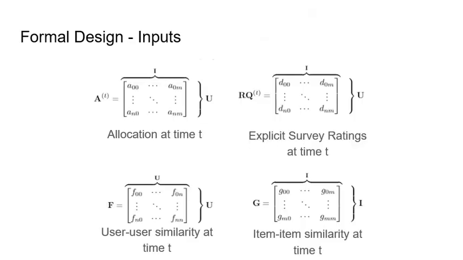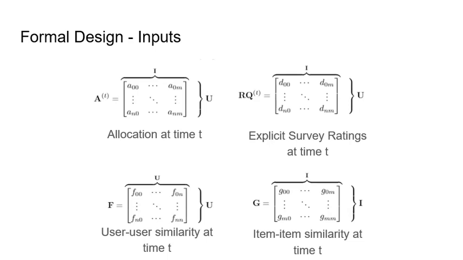Going into more detail, we start with our inputs, that the allocation at time t is going to be a user item matrix, and the values will be the quantity allocated to the user. Then we have our explicit survey ratings, and that is going to be values of scale 1 to 5, 1 being not enough, and 5 being too much, 3 being the perfect amount allocated to the user for that item.